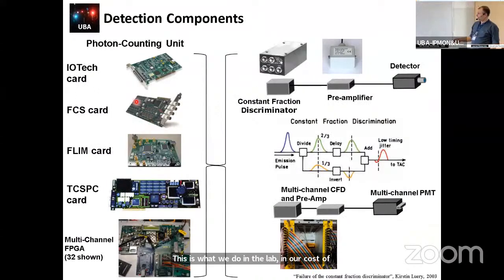Then we need cards to transform the information from the detector to a digital signal. If we are working with the PMT, so analog detection, we need to use an intermediate device, which is called the constant fraction discriminator. We need to feed this constant fraction discriminator with an amplification of the signal from the detector. And what this constant fraction discriminator does is basically transform the information from analog to digital, and this enables us to do FLIM and some other approaches which are important.